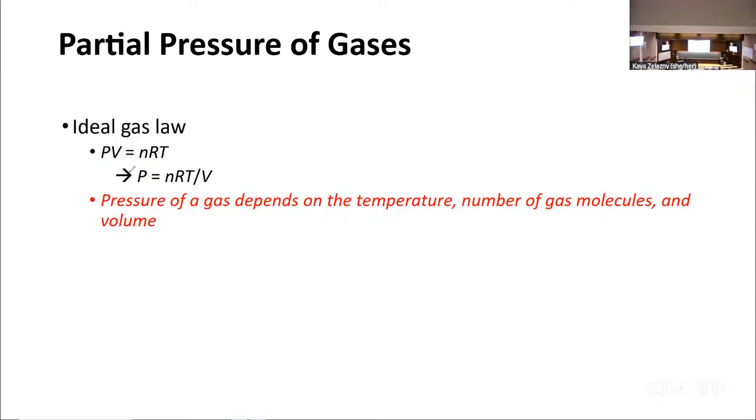Right? So we can give our pressure of a gas as dependent upon the number of gas molecules. This would be in moles, but the number of molecules of that gas. R is just a constant, but T is temperature. And we know that we also have a volume, right? So that was how big our alveoli are. So if we give a pressure, it's going to tell us about all those three things together.